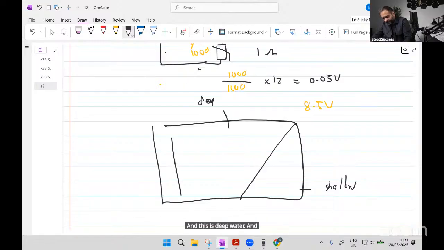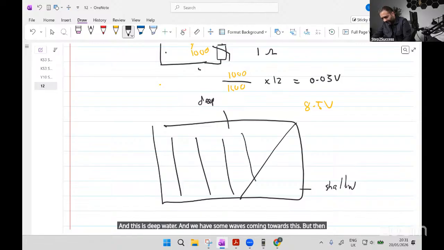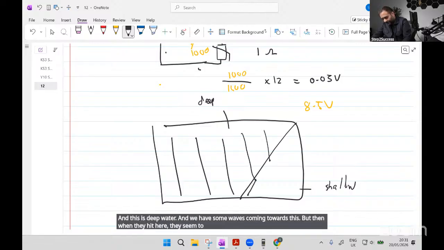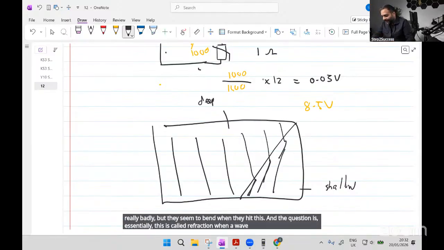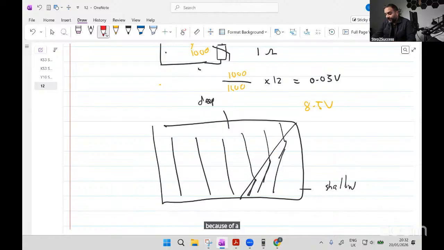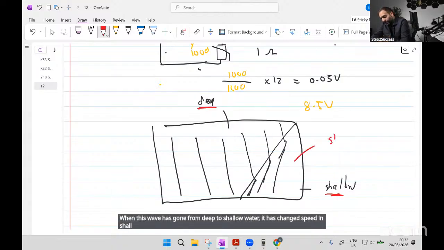Then we have some waves coming towards this, but then when they hit here, they seem to bend. I've drawn that really badly, but they seem to bend when they hit this. And the question is essentially, this is called refraction when a wave bends. Why does it happen? Refraction only happens because of a change in speed of waves. Okay, so what's happened here is that when this wave has gone from deep to shallow water, it has changed speed. In shallow water, it actually travels more slowly, and in deep water, it travels faster.